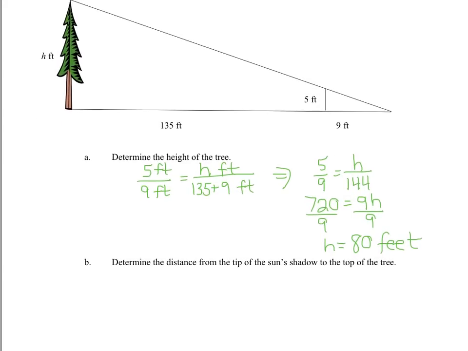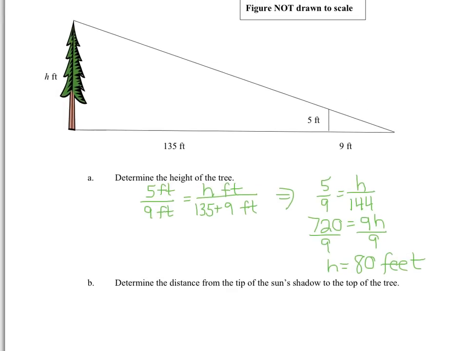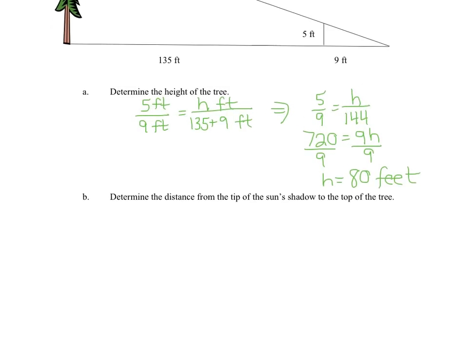Then it wants me to determine the distance from the tip of the sun's shadow to the top of the tree. So it wants me to find this length, which is the hypotenuse. So I've got my big triangle. We know that the height is now 80 feet, and we know that the other leg is 135 plus 9, which is 144 feet. And they want us to find x, which is that length.